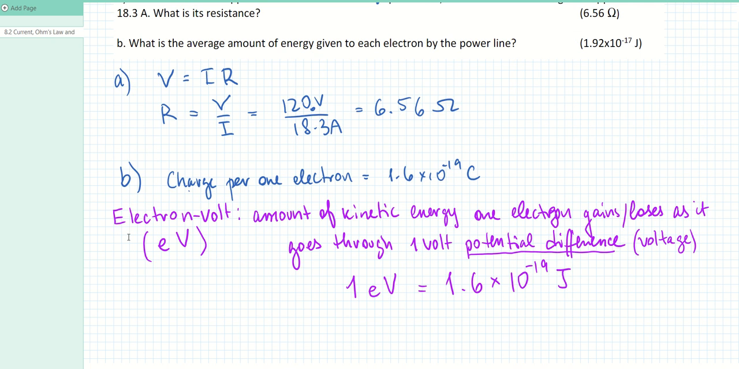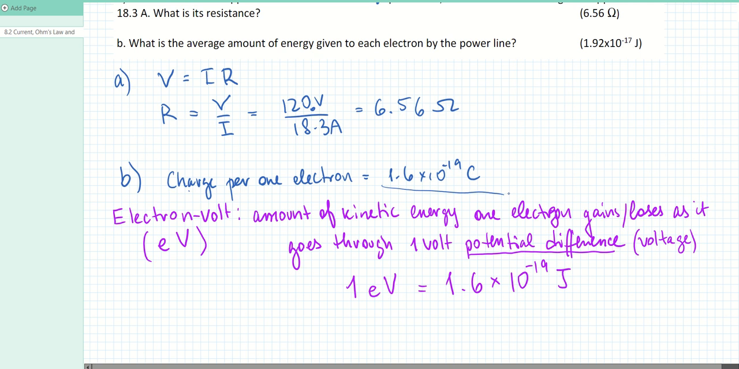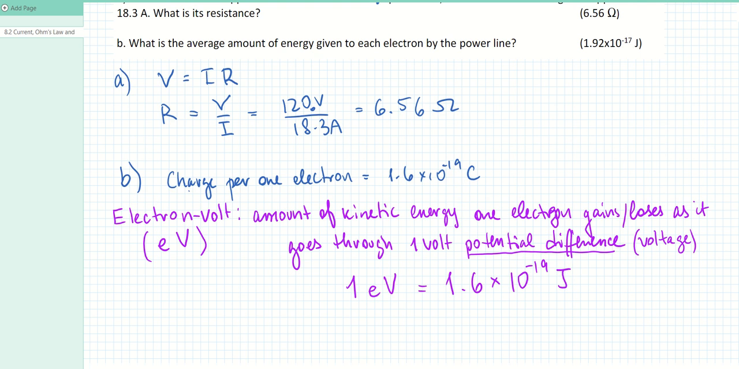That means that 1 eV, or electron volt, equals 1.6 times 10 to the negative 19 joules. Remember, the charge per electron is 1.6 times 10 to the negative 19 coulomb. So it's the same amount, but now we're just talking about joules per coulomb. That's how you have to solve this part B. Otherwise, you can't really do the question. So that's one thing I haven't talked about, so it's a good place to talk about it, because this is the amount of energy that one single electron will gain as it goes through 1 volt potential difference.